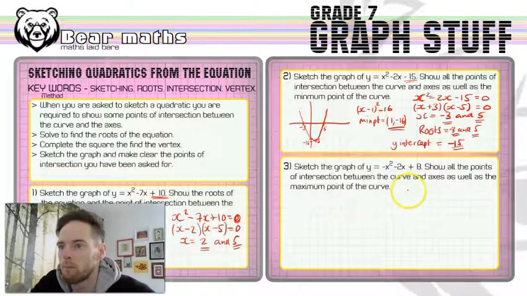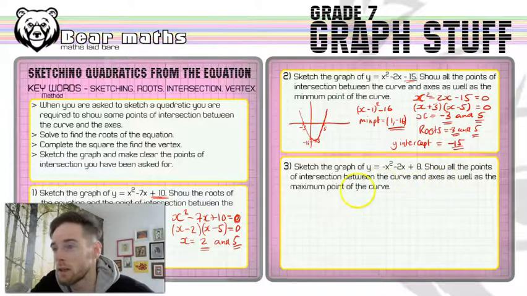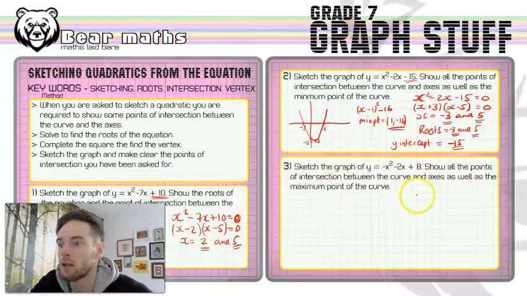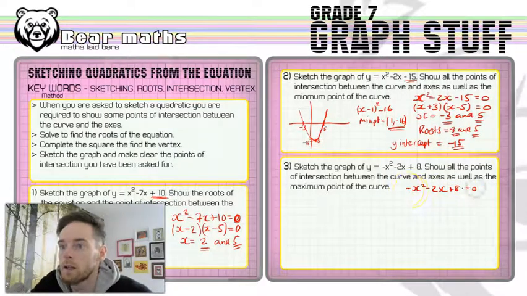So show all the points of intersection between the curve and the axis as well as the maximum point of the curve. So instead of it being a minimum point down here, it won't be that anymore. It will be a maximum point of the curve, and I will show you what you need to do. So let's take the equation, make it equal to 0. Alright, and then let's do what we can do with this.